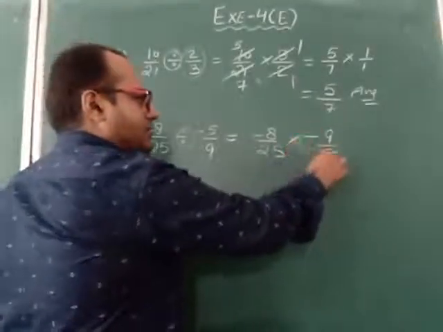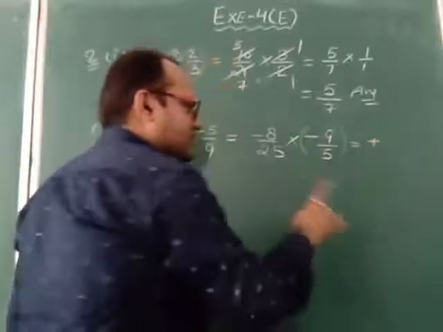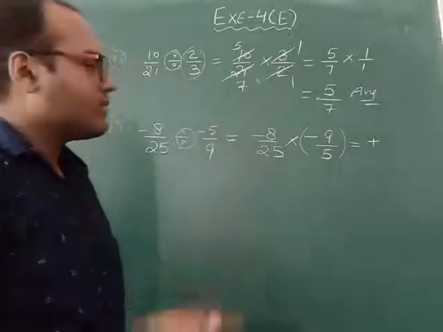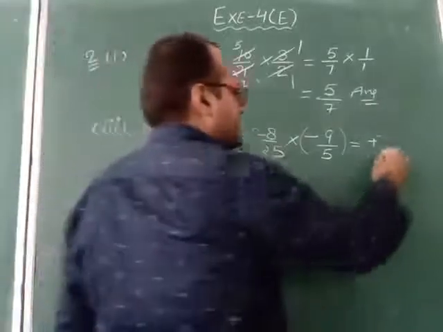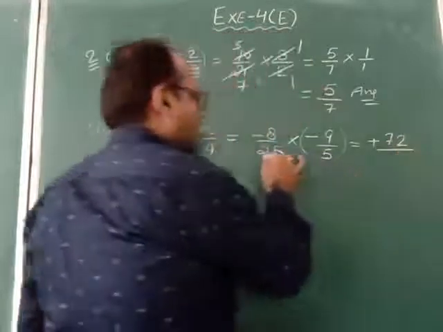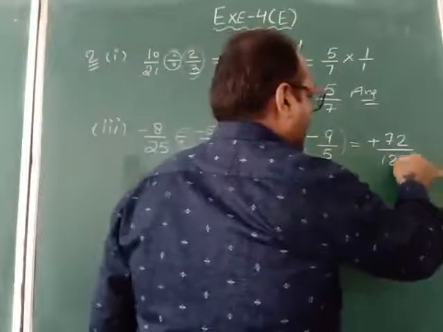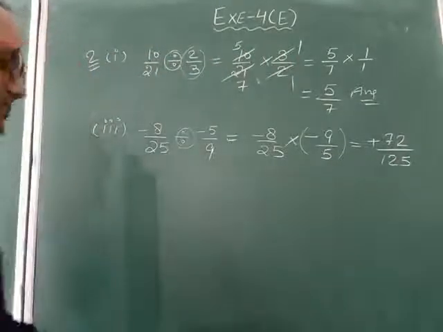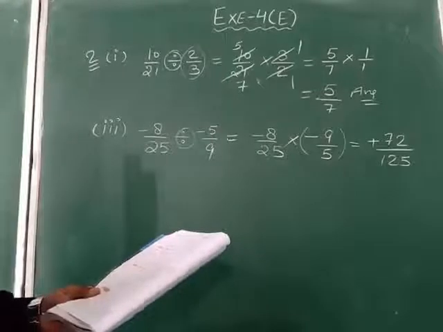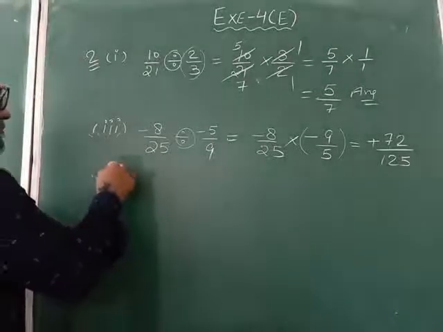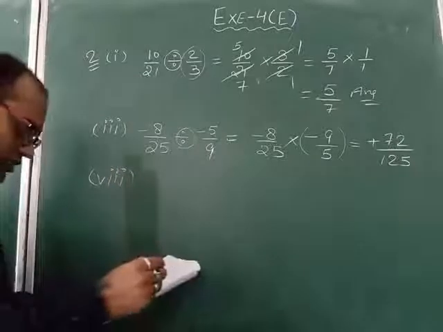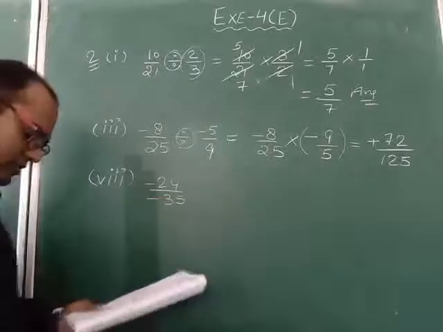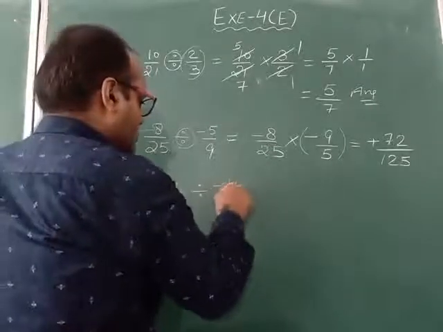Minus multiply minus will become plus sign, and plus sign is not compulsory to put, it is your choice whether you put plus sign or no. Now 8 into 9 will be 72. 25 into 5 will be 125. So this is your final answer of part number 3rd. Now another part number 8. 8th part. Question is minus 24 upon minus 35 divided by minus 4 upon 5.